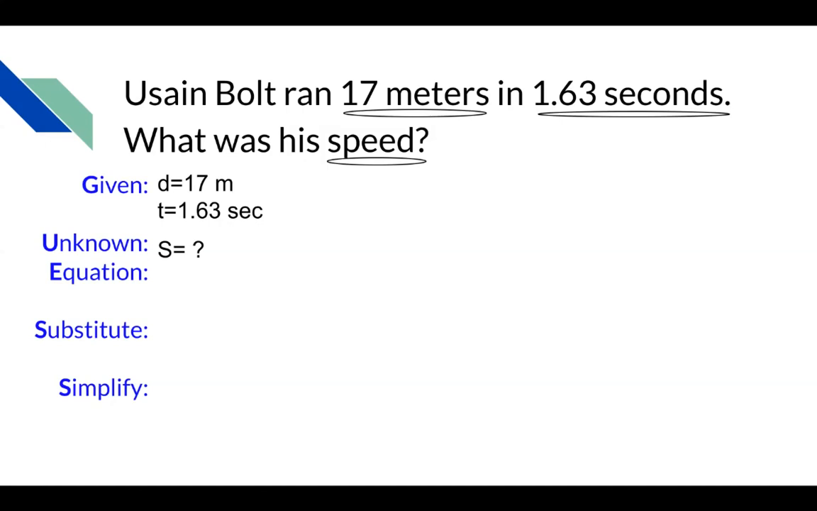Then the equation. We've already mentioned this before. I'm sorry I didn't start this recording earlier, but it's distance over time. The equation for speed is distance over time. And again, we talked about that before I hit record. I apologize.